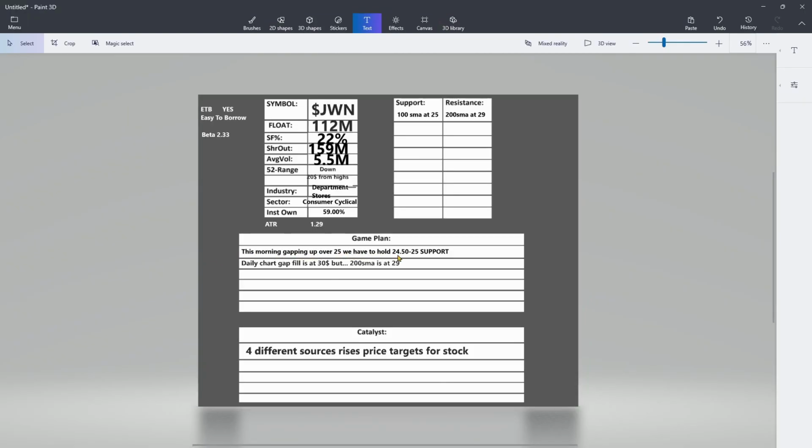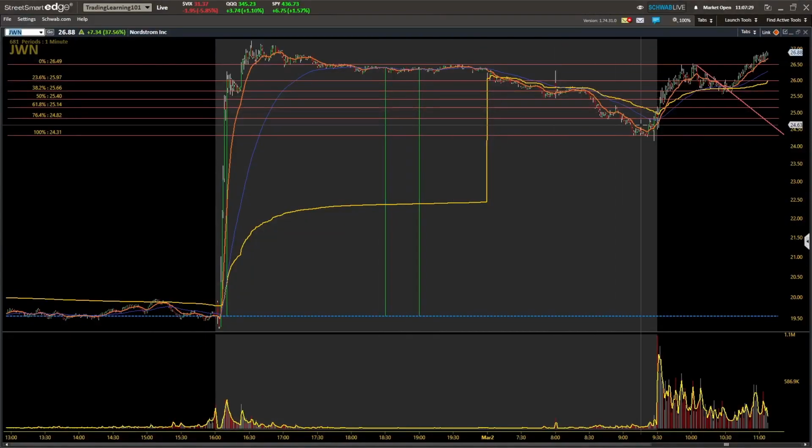We have to hold 24.50, 25 area support. With us pulling back this morning, we pulled all the way back here to around that 24.50s area, and we perked back up, and we're right under that 25 right when the market opens up. So we have our levels drawn out. When this market opens up, we're telling ourselves we have to hold this level.